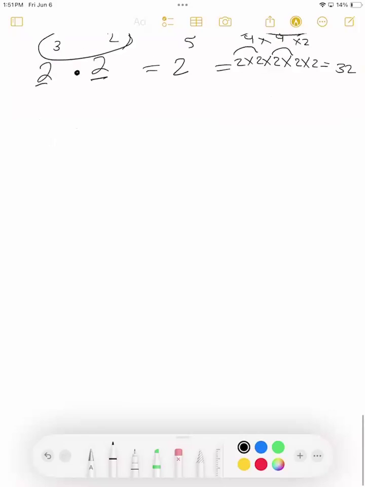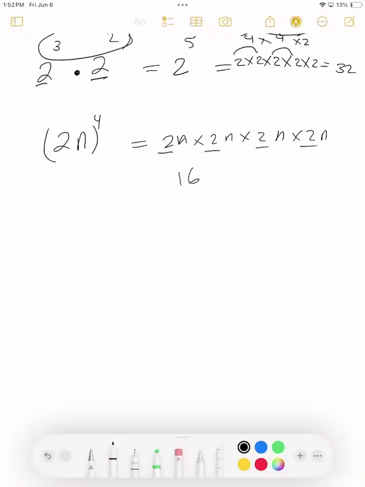So what if you have 2n to the power 4? This means you have 2n times 2n times 2n times 2n. So 2 times 2 times 2 times 2 is 16. You have n. They all have one exponent, remember? If I have n to the power 1 times n to the power 1 times n to the power 1 times n to the power 1, I write n, and then I add up the exponents. I get n to the power 4.